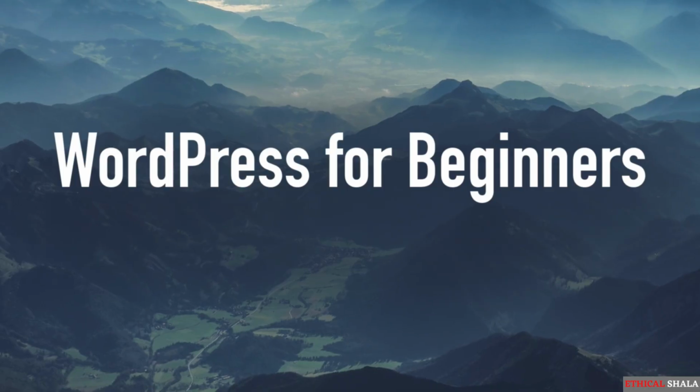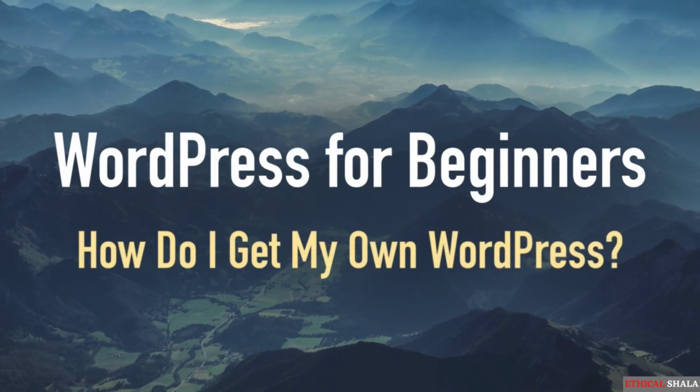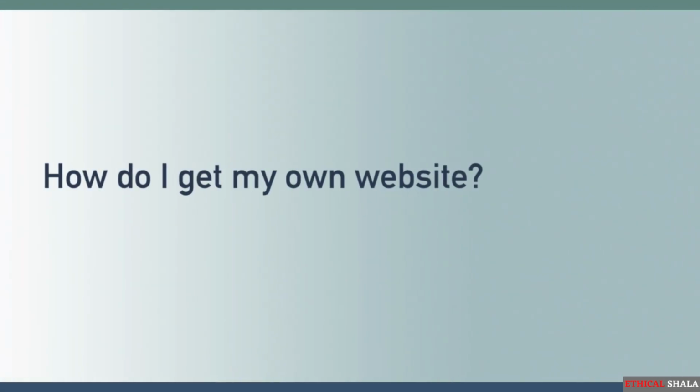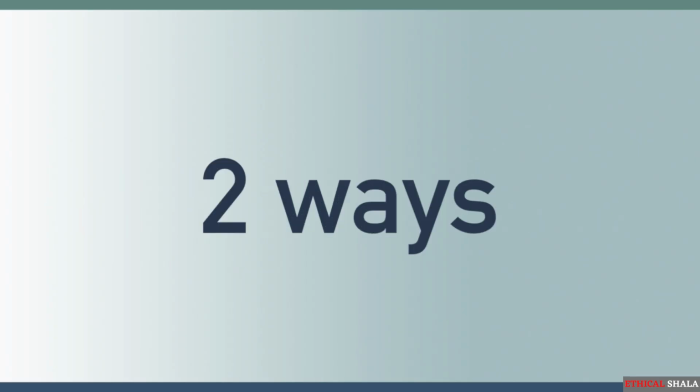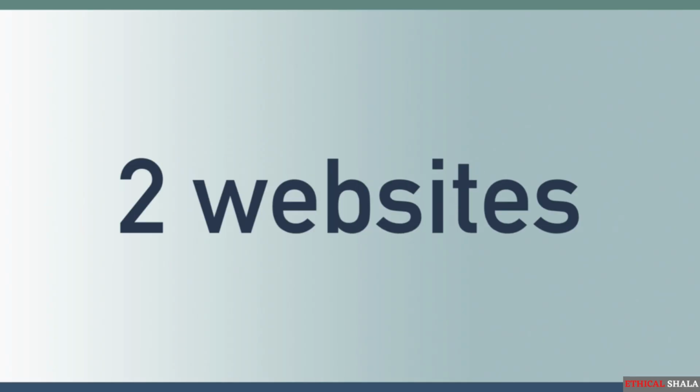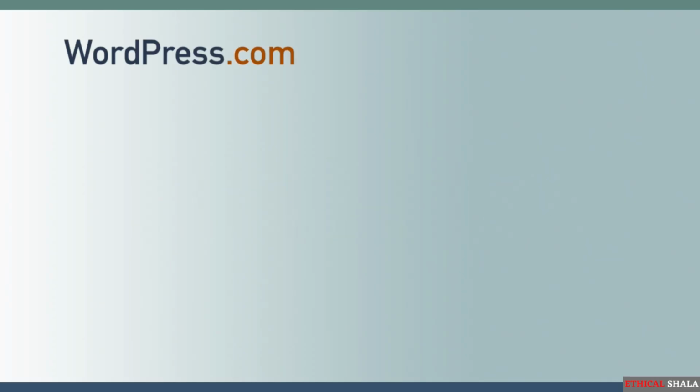Hello everyone. In this lesson we will answer the question, how do I get my own WordPress? So how do I get my own public-facing website and how do I get my own administrator dashboard? Well, there are two main ways to get started with WordPress, and it all boils down to two websites, WordPress.com and WordPress.org. Now they each have their own pros and cons, so let me go over those right now.